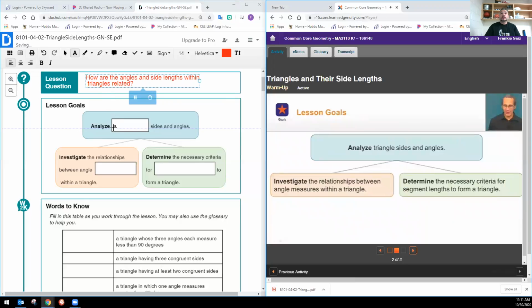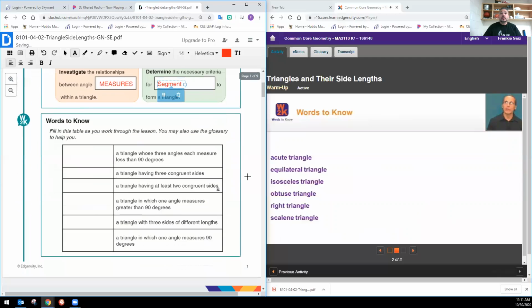Your main lesson goal is to analyze triangles, sides, and angles. And how will we do this? We'll investigate the relationships between angle measures within a triangle, and we will determine the necessary criteria for segment lengths to form a triangle. Look at some keywords we need to know and make sure you include them in your e-notes or look them up in your glossary.